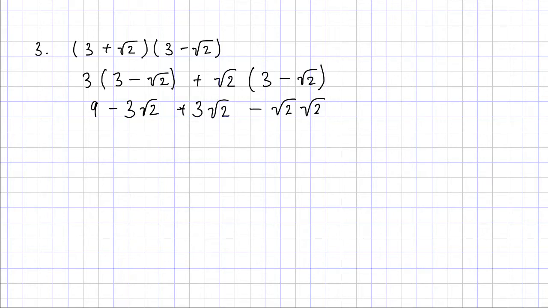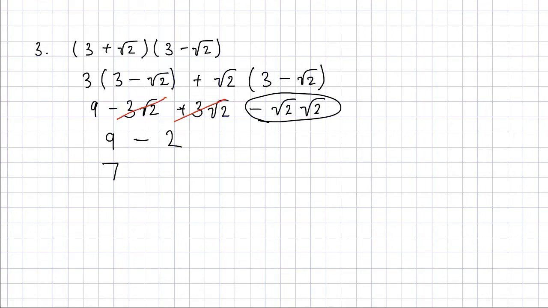That's going to give me 0. So that cancels with that. So this will cancel with that. And I'm going to have 9. Okay, so let's write that down. So I'm going to have 9 take away. Remember the square root of 2 times square root of 2, that was minus 2 we said. It's minus 2. So 9 take away 2 is 7.